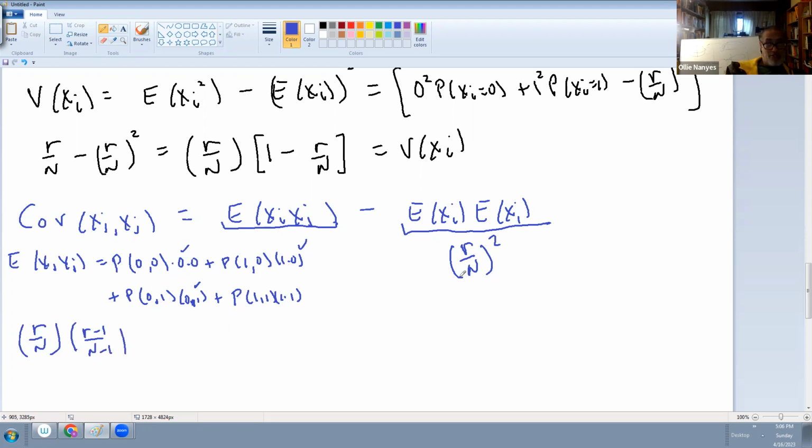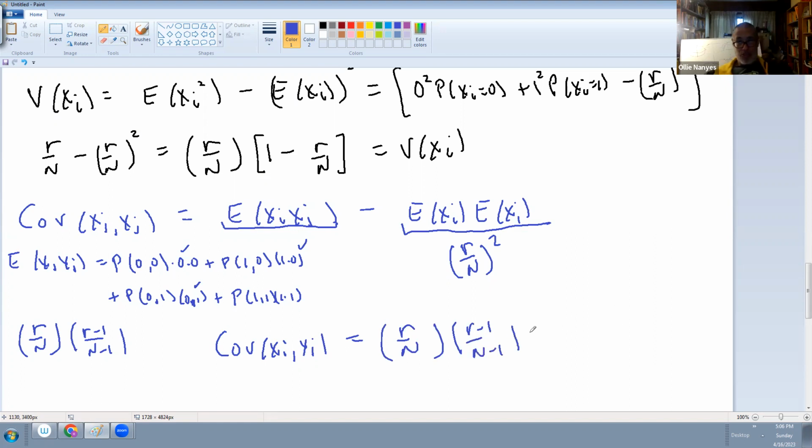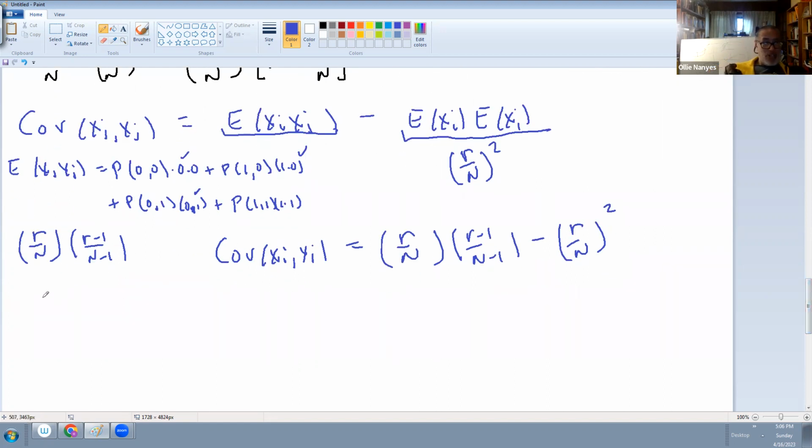And then we're going to subtract. So that's going to be this part. So the total covariance will be r over n, r minus 1 over n minus 1, minus this r over n squared. And I'm going to write it this way. I'm going to factor out the r over n. Then I'm going to have the r minus 1 over n minus 1, right?